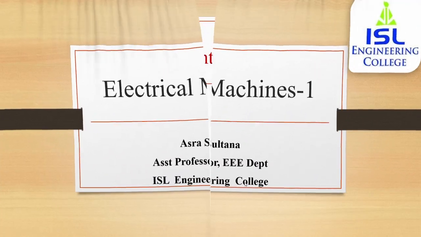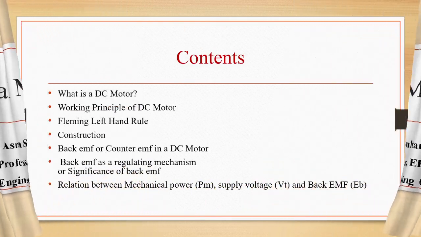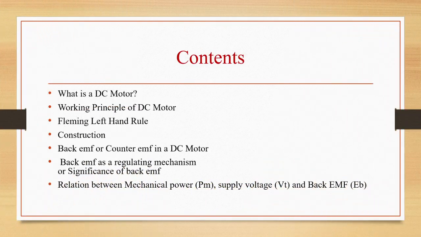So in today's class we have seen these topics, that is what is a DC motor, what is the operating principle of a DC motor, what is Fleming's left hand rule, what is the construction, what are the various parts of a DC motor, back EMF or counter EMF we have seen. Then we have seen the significance of back EMF as a regulating mechanism. Then we have seen the condition for maximum power in a DC motor, which is also giving us a relationship between mechanical power, supply voltage and back EMF. So these are the contents of today's video.